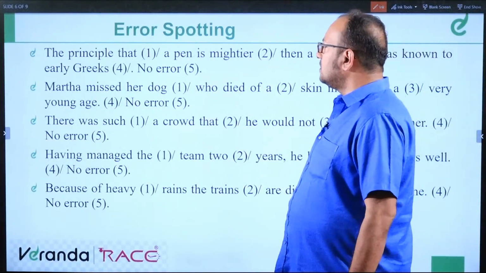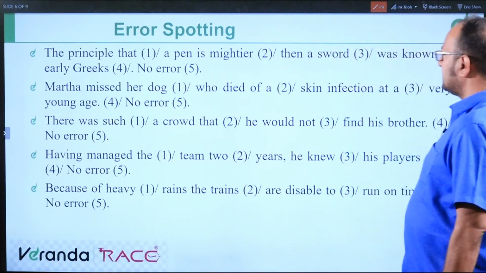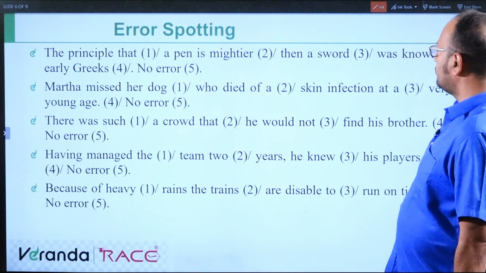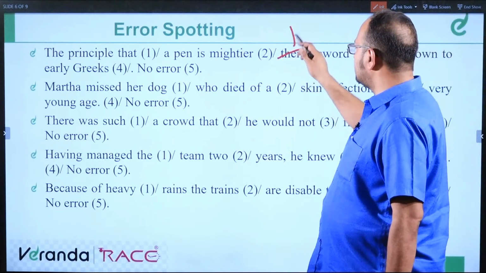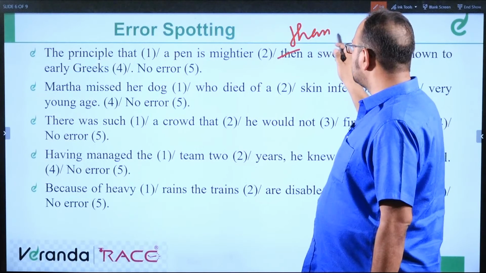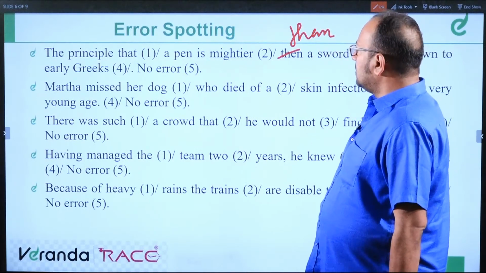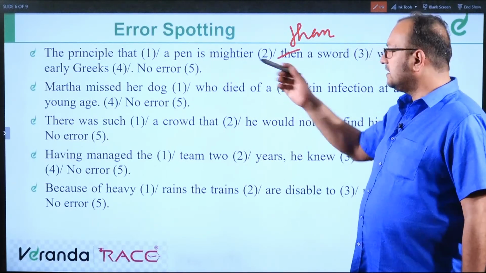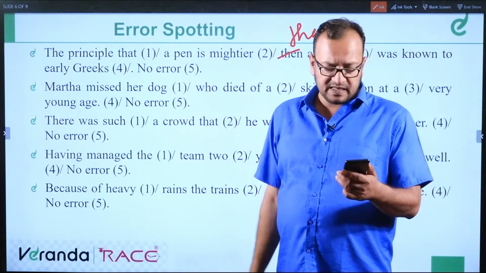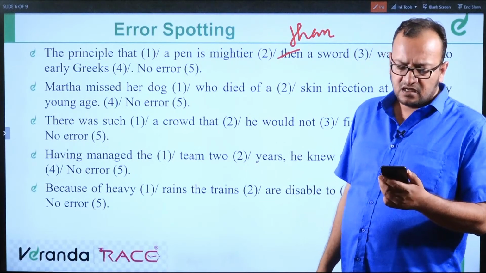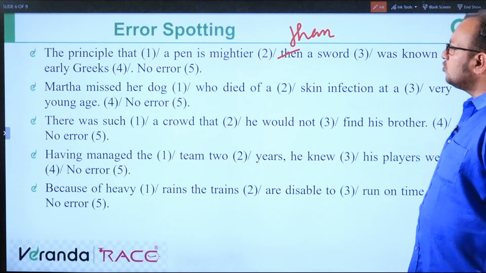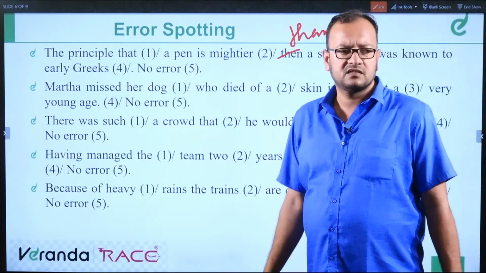Next question. The principle that a pen is mightier than a sword was known to early Greeks. So it shouldn't be then, it should be than. The principle that a pen is mightier than a sword, because mightier is a comparative degree, so it must be followed by than. Okay. The principle that a pen is mightier than a sword was known to early Greeks.